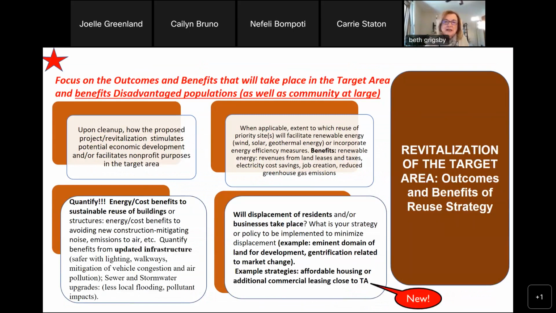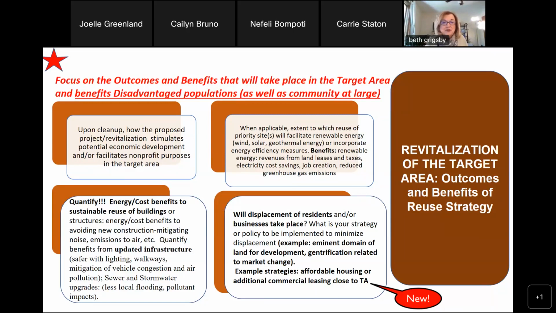So then we get into, again, what are the outcomes? What are the benefits of that reuse strategy? Focus on what's going to take place in the target area. What's going to benefit your disadvantaged populations? This is really important, but it's probably going to benefit the community at large. Do that. Discuss it. Something new this year: displacement of residents. That's huge. If that's taking place, you better have a strategy or a policy to abate it.